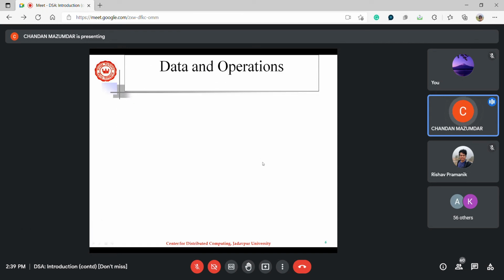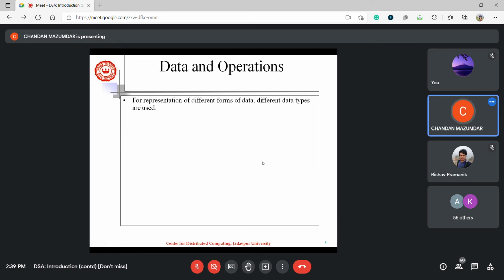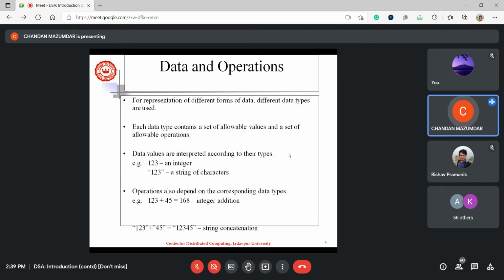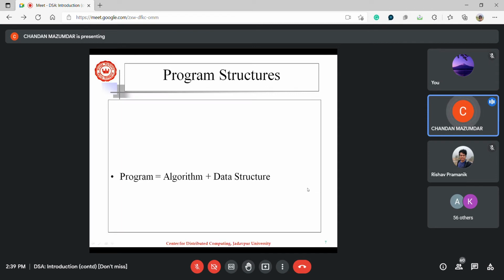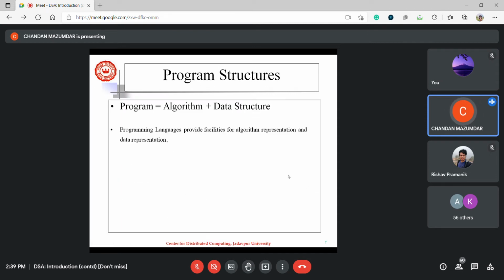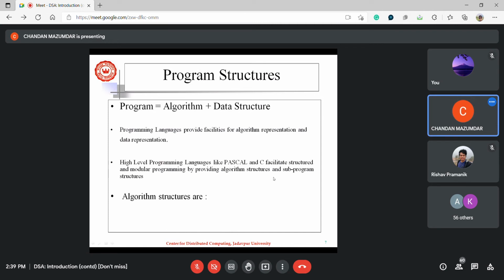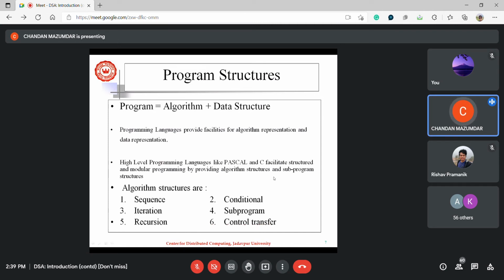Then we also discussed various forms of data, data types, and data values are interpreted according to their types. A type is a set of allowable values and a set of allowable operations. Different types of operations, though they have the same symbol, have different semantics. That also we discussed. Finally, we started discussing the program structure, and we said that there are a number of structures.